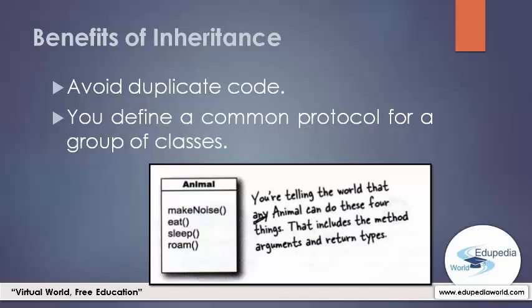Let's take our previous example, animal class. The class animal establishes a common protocol for all the animal subtypes. And you are telling the world that animal can do these 4 things: make noise, eat, sleep, and roam. And remember, when we say any animal, we mean animal and any class that extends from animal, which again means any class that has animal somewhere above it in the inheritance hierarchy.